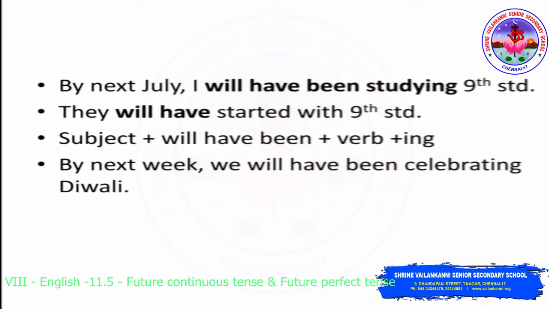Now let us see the sentence structure: subject plus helping verb will have been plus verb plus ing. By next week, we will have been celebrating Diwali. By next week, we is the subject, will have been is the helping verb, celebrating is the present participle, celebrating Diwali. One more example: by next July, I will have been studying here for 9 years.